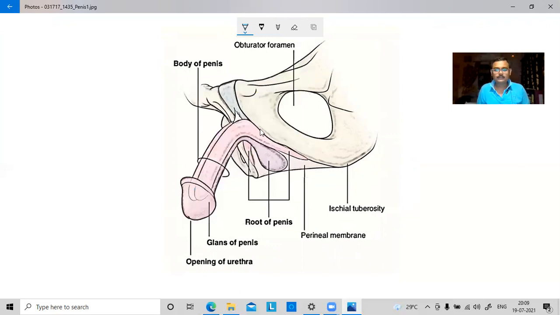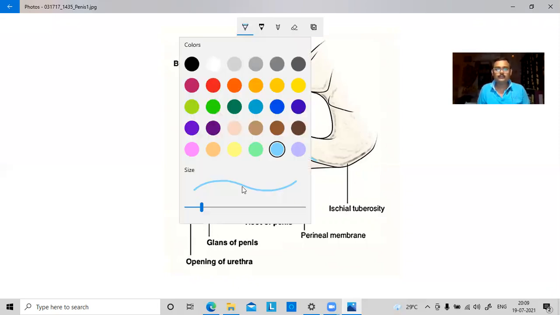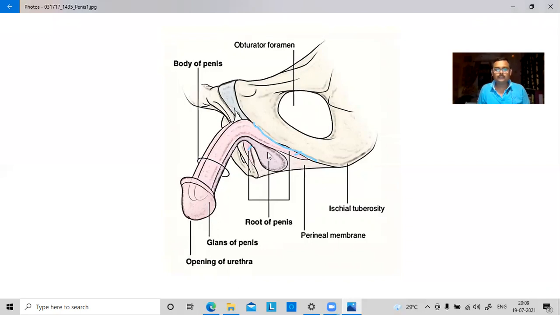This is the crus penis, which is attached on the inverted inferior margin of the inferior ischiopubic ramus. This one and this one, and this is the root of the penis. This is the root of the penis. Okay, sorry, bulb of the penis. This is the bulb of the penis. This forms the root of it.